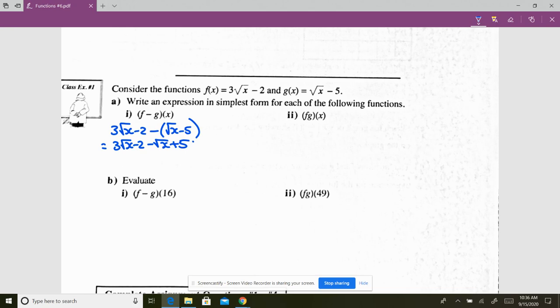What are the like terms here? The root x's, right? So 3 root x minus root x is 2 root x. Negative 2 plus 5 is plus 3.